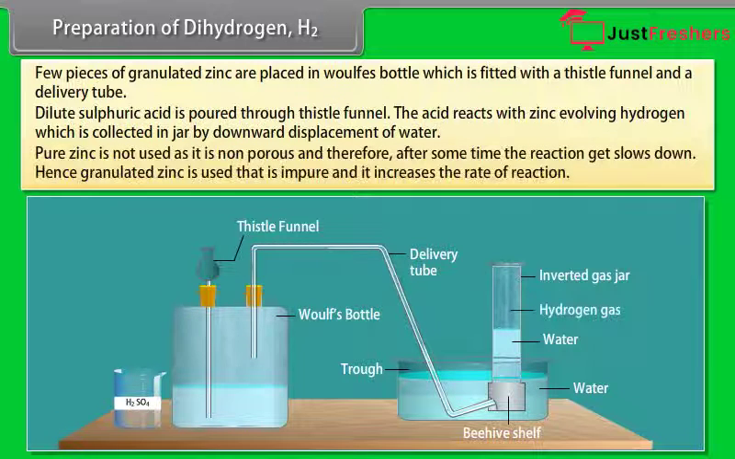Pure zinc is not used as it is non-porous and therefore, after some time, the reaction slows down. Hence, granulated zinc is used, that is impure and it increases the rate of reaction.